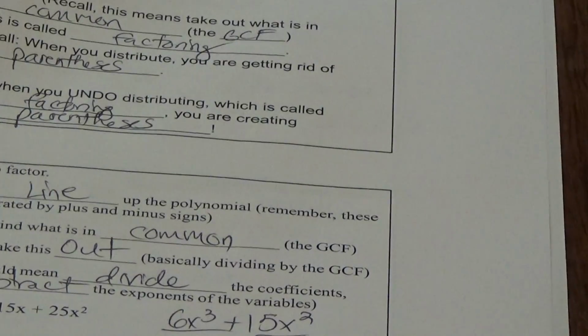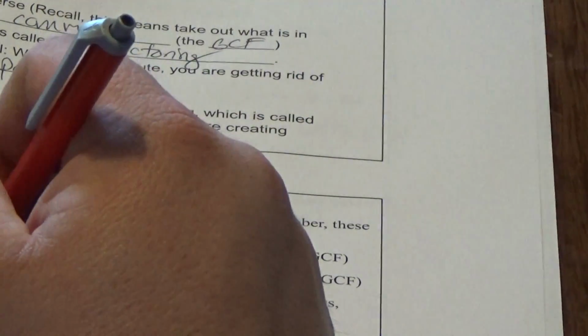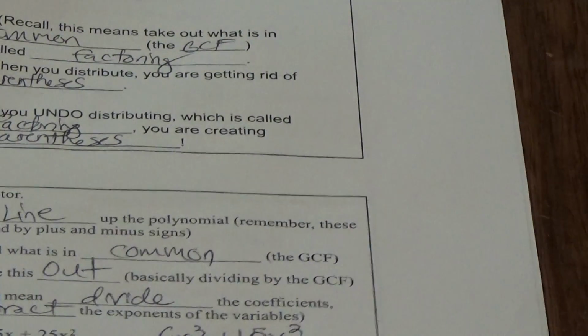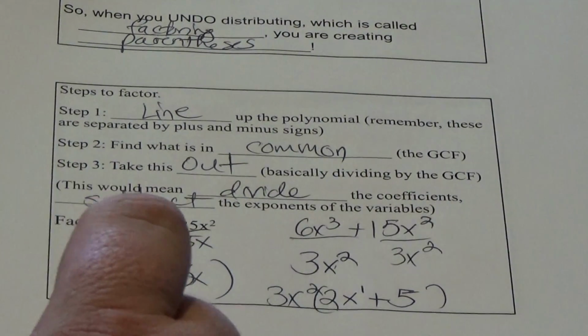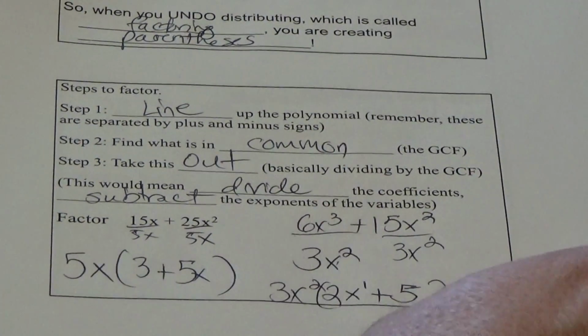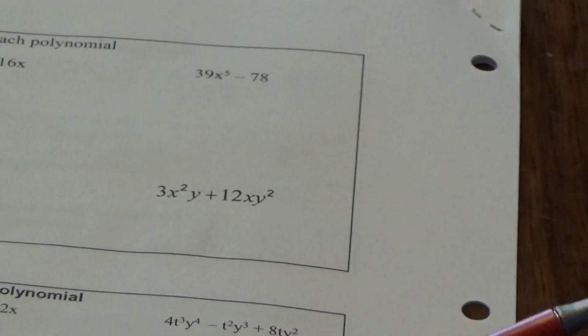Go ahead and try this one. After you pause it, come back and see if you did it correctly. So I divided both terms by 5x because that was my GCF. So when I got 5x and then parentheses, I have 3 plus 5x.